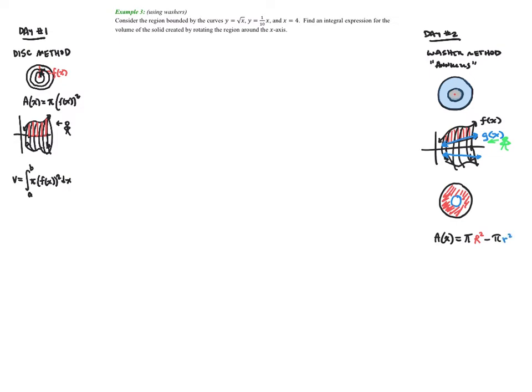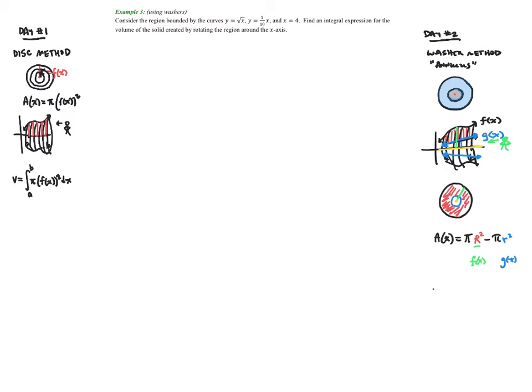Okay, so what are big R and little r? I should probably do these in different colors. So big R is the distance from the axis of revolution to the further function, right? So our axis of revolution, if I put that in yellow, would be the x-axis. So the larger of the two radii would be f of x. Okay, so big R is going to be f of x. And little r, as you can anticipate, is going to be g of x.